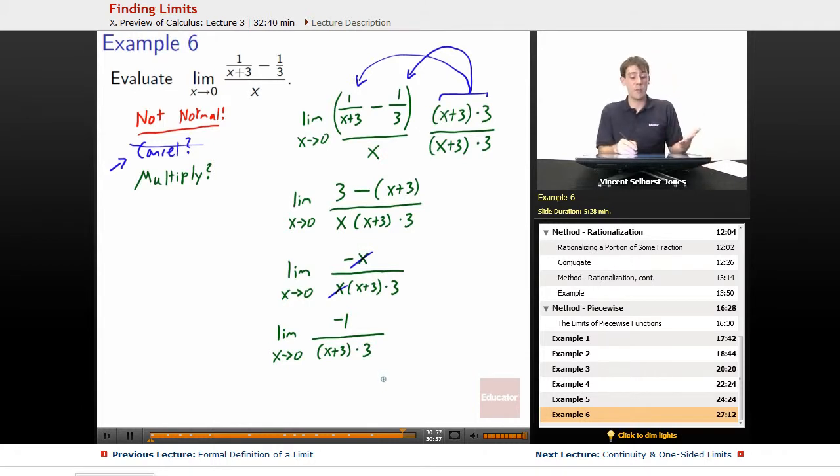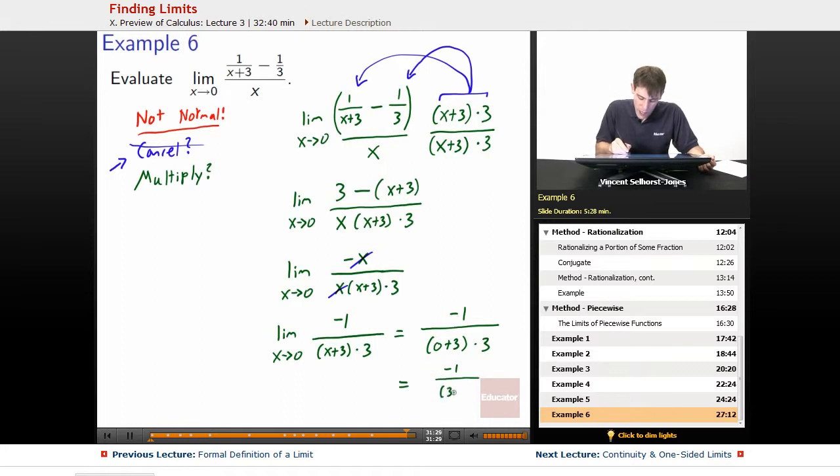Now that we've managed to cancel something, if we were to plug in a number, would something weird happen? Would it be normal now? If we plug in 0, we get negative 1 over 0 plus 3 times 3. Doesn't look like we're going to have any dividing by 0 issues anymore. It isn't weird anymore, so we can just plug in. Once it's not weird, it is effectively normal, and when it's effectively a normal function, you can just plug into it with your limit. Negative 1 over 3 times 3. So that gets us negative 1 over 9. And there's our answer. Great.